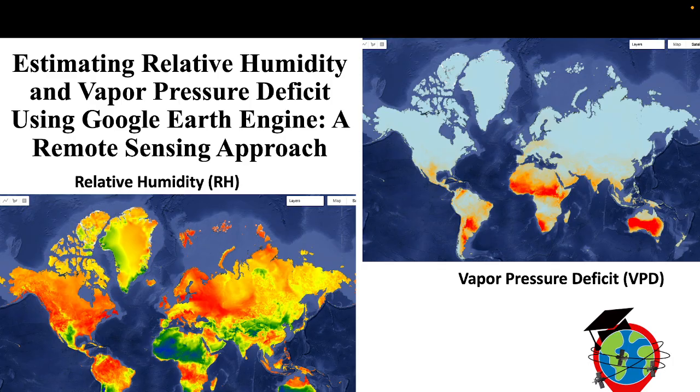In Google Earth Engine, we don't find relative humidity directly provided, and water vapor pressure is not available, but we can estimate them using the available temperature, dew point, and other atmospheric data, and compute the relative humidity and also vapor pressure deficit.